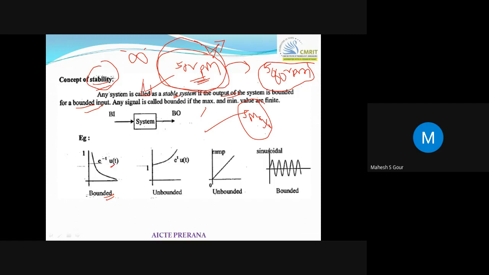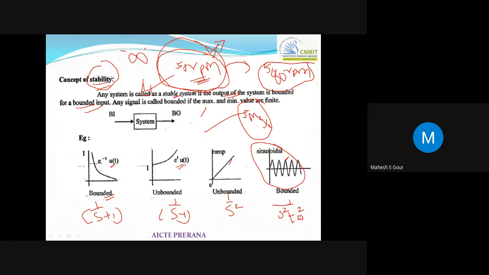This e power minus t, e power plus t, ramp, sinusoidal. I have explained this in the last class. What is the transfer function of this, everything. So the Laplace transform of this will be 1 by s plus 1. This will be 1 by s minus 1. And this is 1 by s square. And sinusoidal will be 1 by s square plus omega square, right?